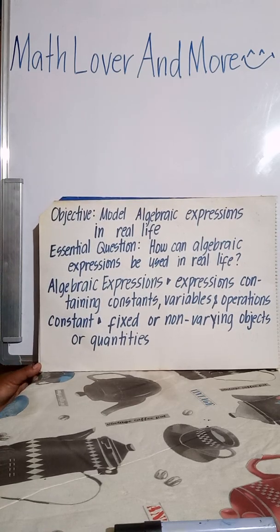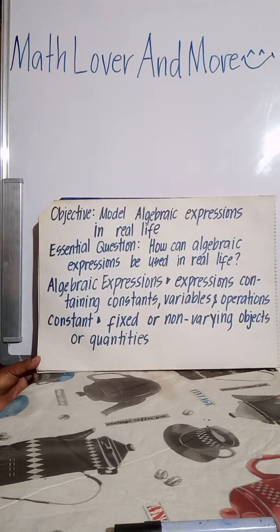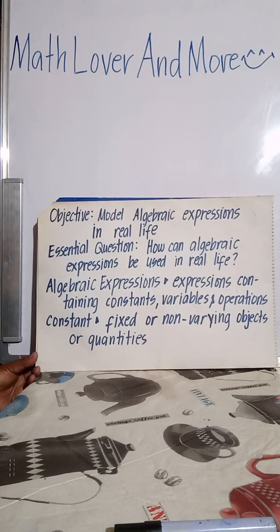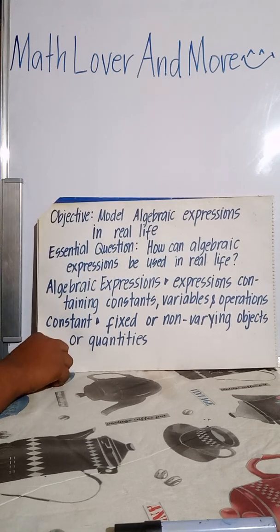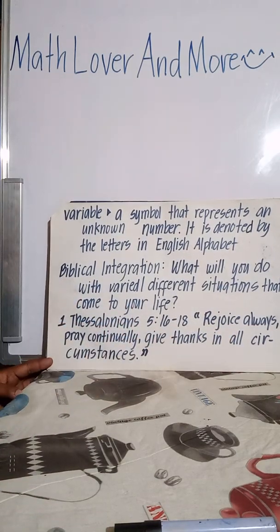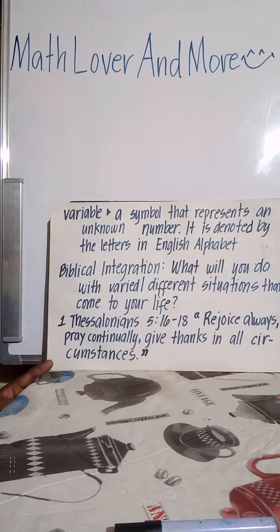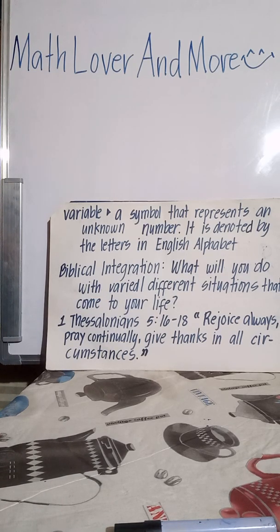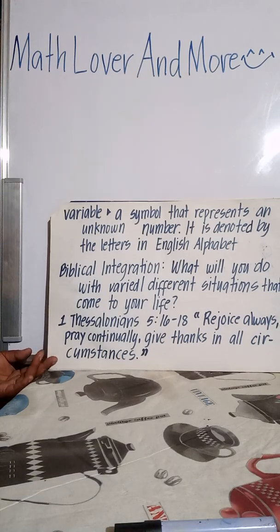First, algebraic expressions. These are expressions containing constants, variables, and operations. What are constants? A constant is a fixed or non-varying object or quantity. Third, we have variable. It is a symbol that represents an unknown number. It is denoted by the letters in the English alphabet. So anything that you don't know the value of, you represent with a letter, and that letter is called a variable.